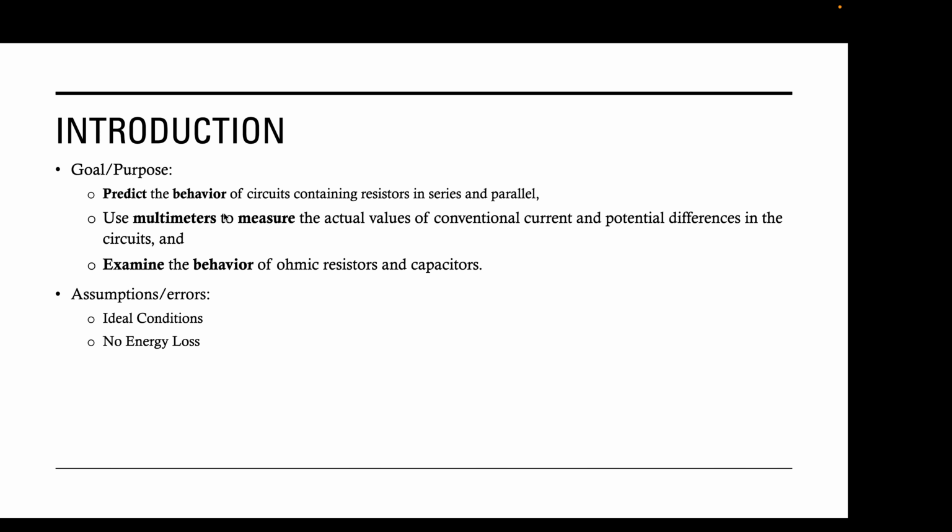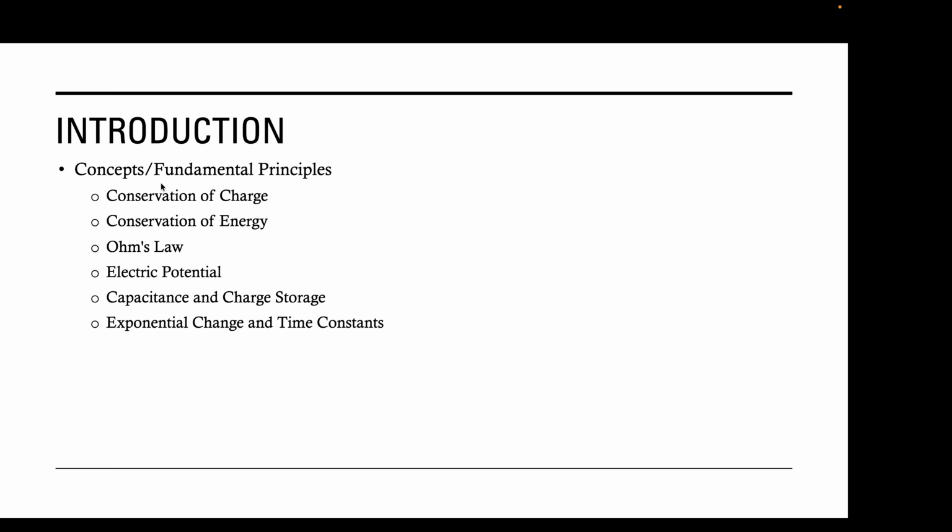The goal/purpose is to predict the behavior of circuits containing resistors in series and parallel. Use multimeters to measure the actual values of conventional current and potential differences in the circuits and examine the behavior of ohmic resistors and capacitors. Some assumptions are that we're doing this in ideal conditions and there's no energy loss.